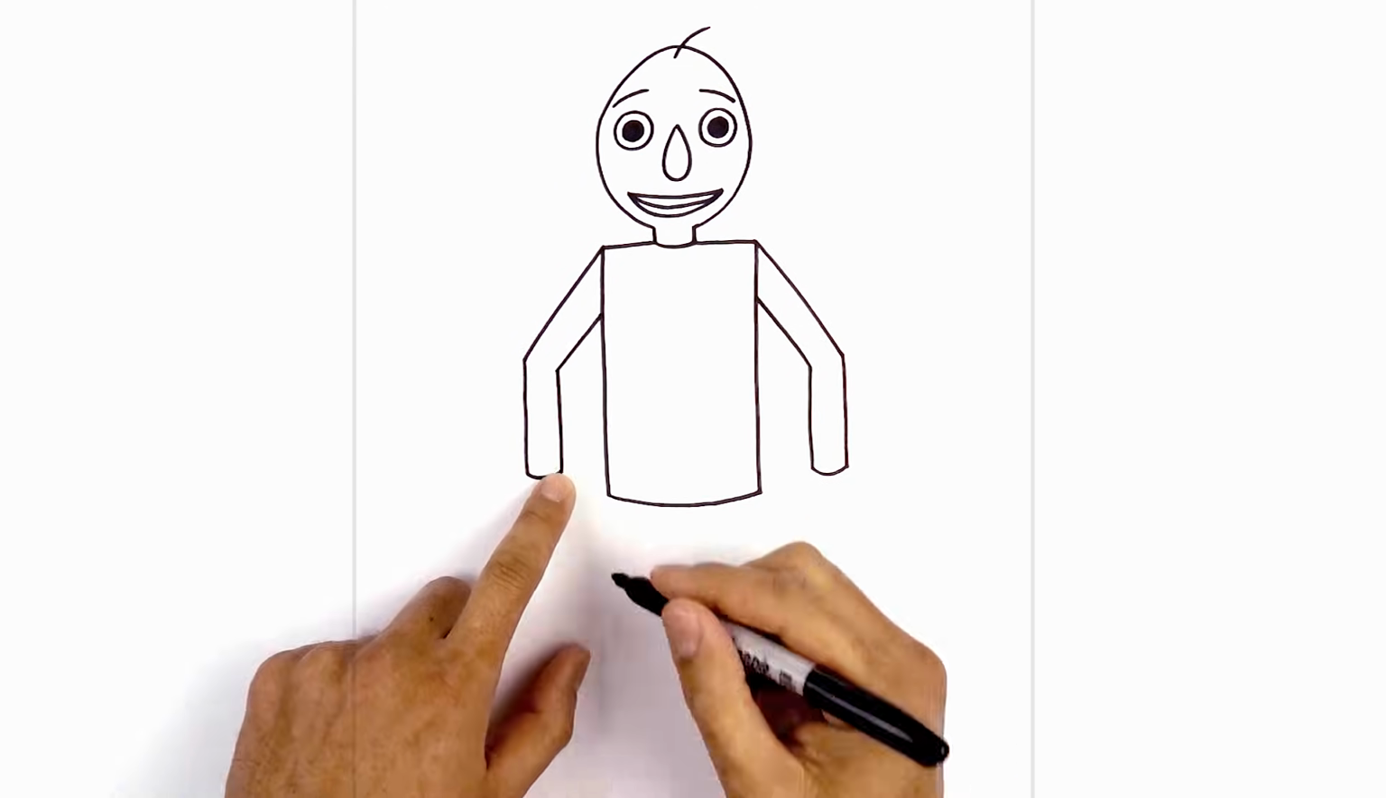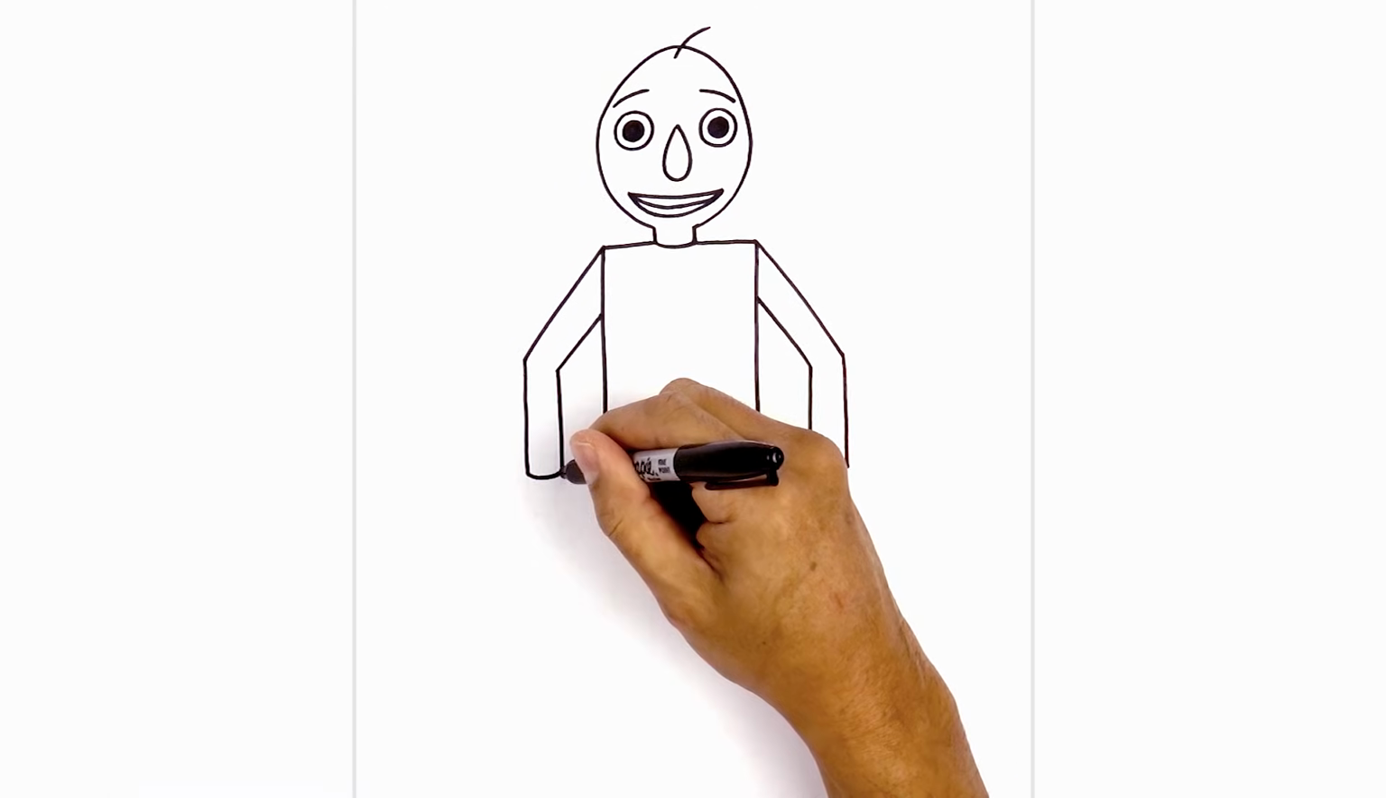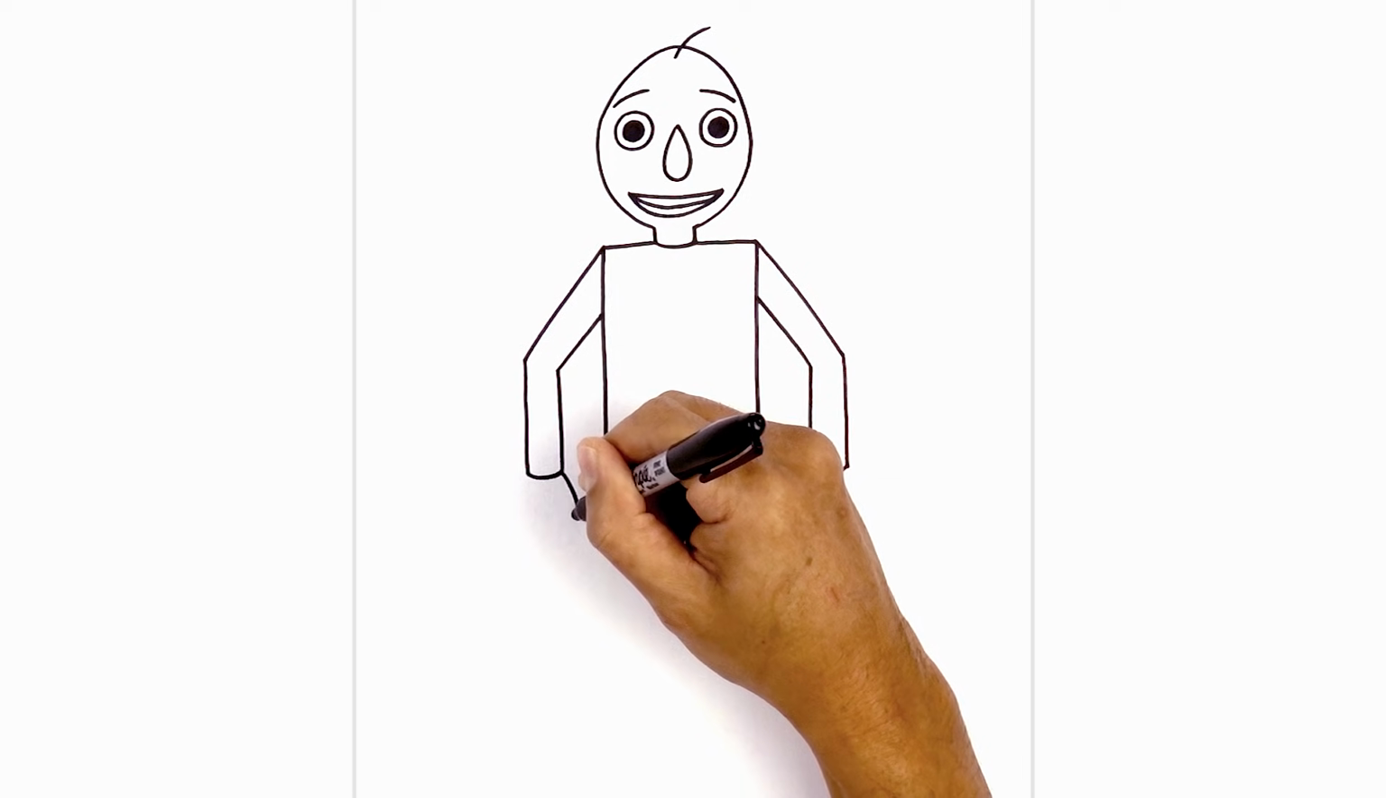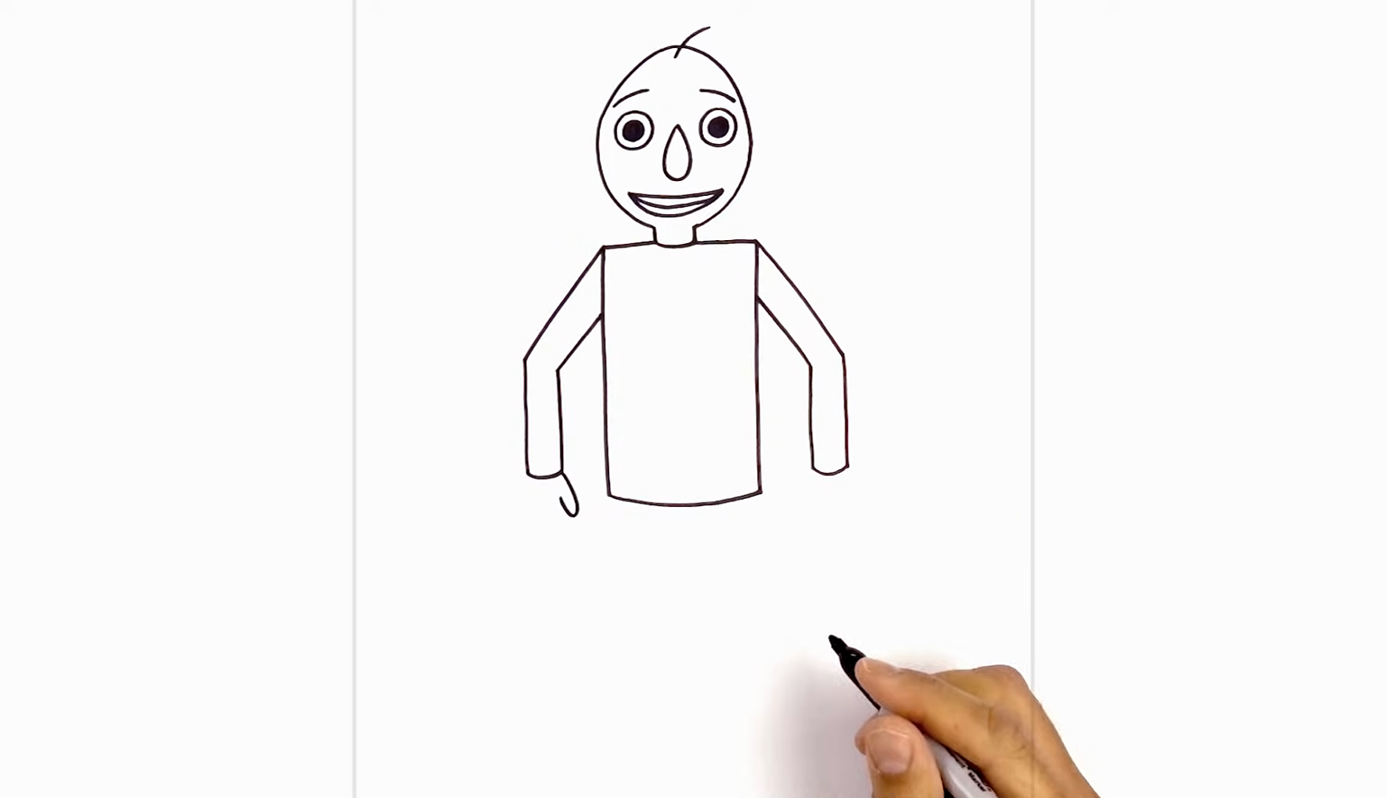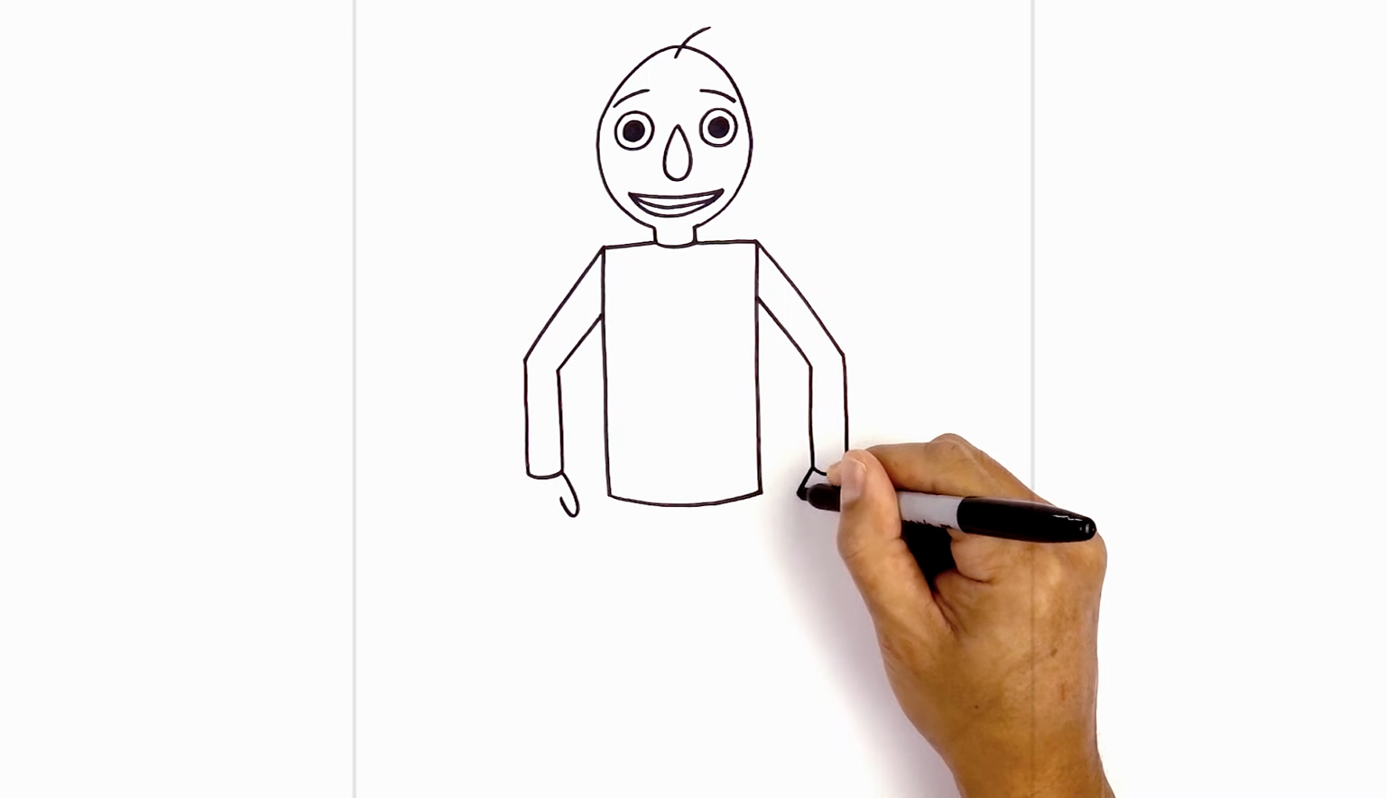Let's add in the hand. Starting on the left side, from the inside of the wrist, we're going to curve in, round this out, and then pull that up for the thumb. Let's do the same thing on the right. Curving in, rounding up the thumb, and then going back out.